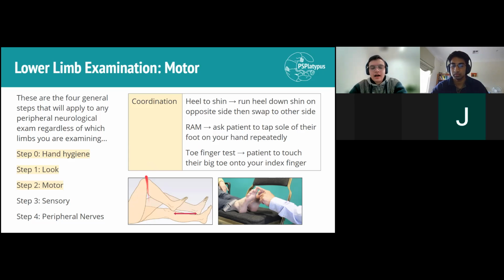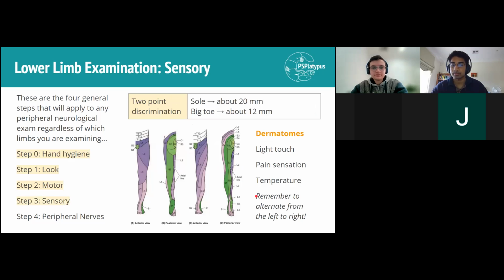With the RAM, in the upper limb, it was like this. With the lower limb, you want them to tap the sole of their foot against your hand repeatedly. And again, you're looking for whether they're not being able to control that movement, or they just can't do it. And the toe finger test is very straightforward. It's kind of like the nose or like pointing to my index finger, except they're doing it with their big toe. And it's sort of demonstrated here.